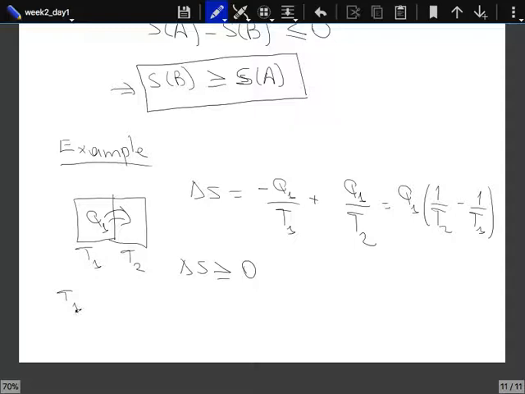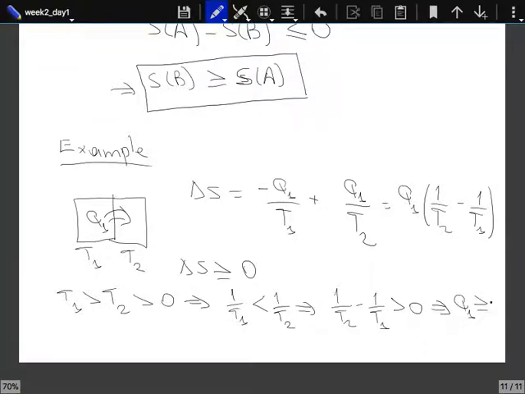Now, what are the possibilities? It might be that T1 is larger than T2. Let's say both of them are larger than zero. If T1 is larger than T2, then 1 over T1 is smaller than 1 over T2, which tells me that 1 over T2 minus 1 over T1 is larger than 0, which combined with the second law tells me that Q1 should be larger than or equal to 0. So the heat flows from the first reservoir to the second reservoir if the first reservoir is hotter.